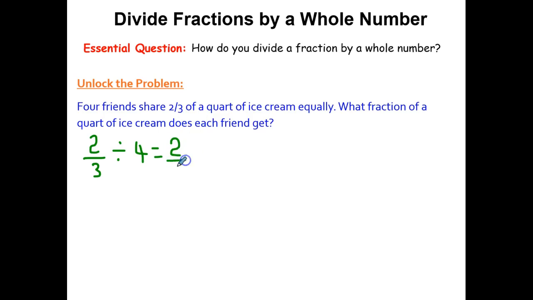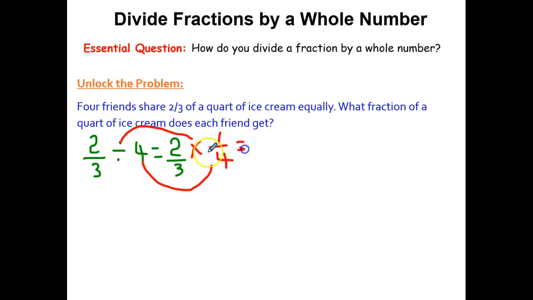2/3, the first number we write back, the second number we find the reciprocal of. But before we do that, the division sign must turn into a multiplication sign. And 4 is going to turn into 1/4.